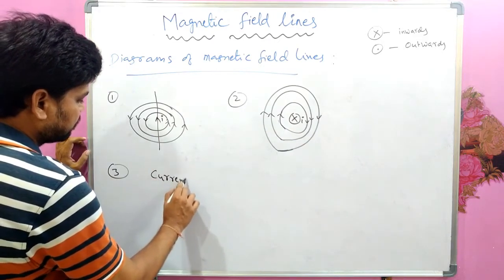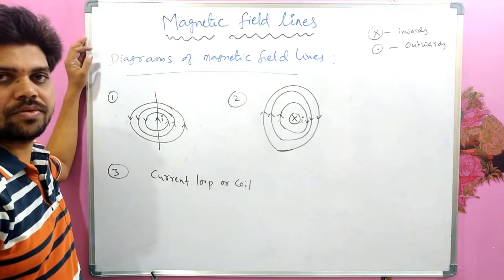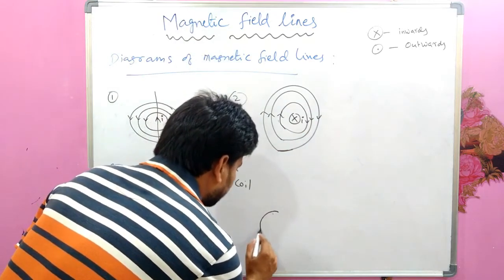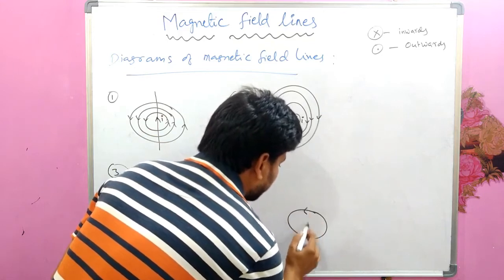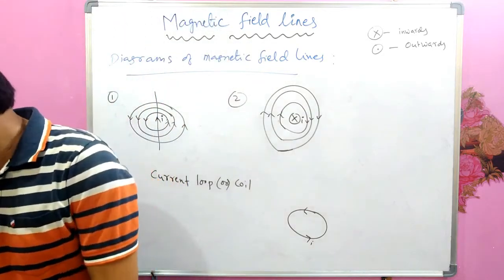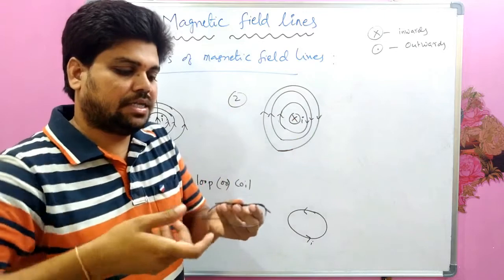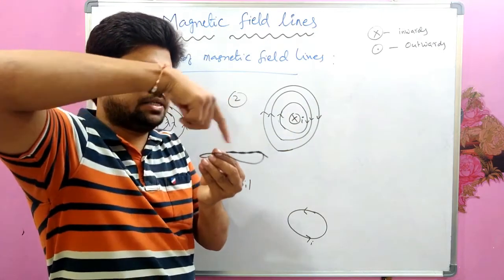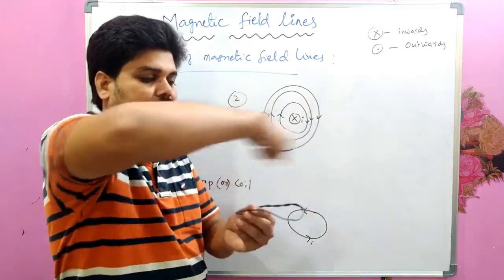And another one is current loop or coil. Right? So this is a current loop. Let me draw it here. If the current direction is this way, you can see this is a current loop. For example, this is a wire, a closed loop, and some current is flowing. In this position, the current direction on this side is towards me and here it is towards that side. This is the way of current direction.